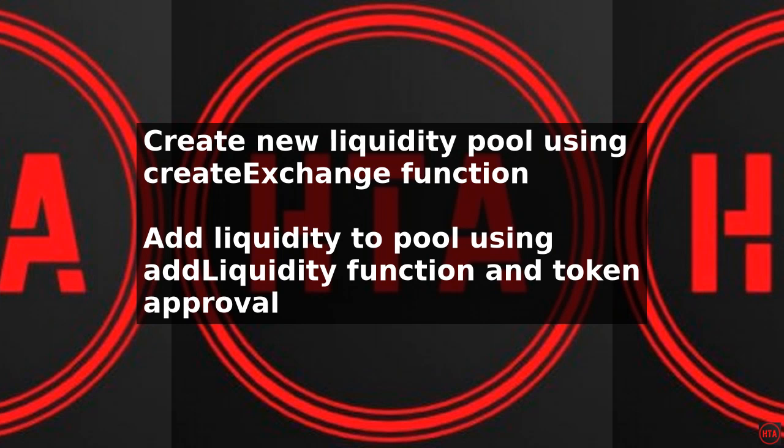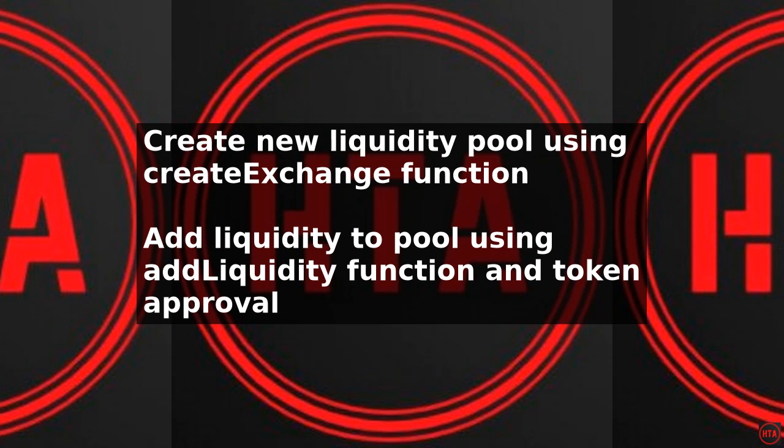After creating a new pool, you can add liquidity to it by calling the addLiquidity function on the pool instance. This will require you to approve the pool to spend your tokens and then call the addLiquidity function with the amount of tokens you want to add.